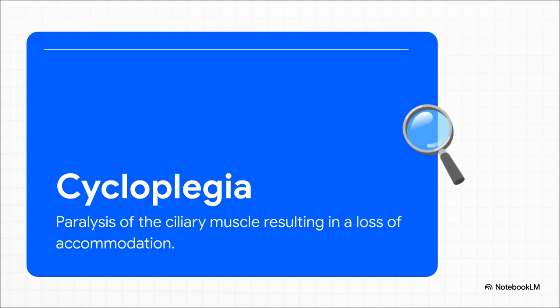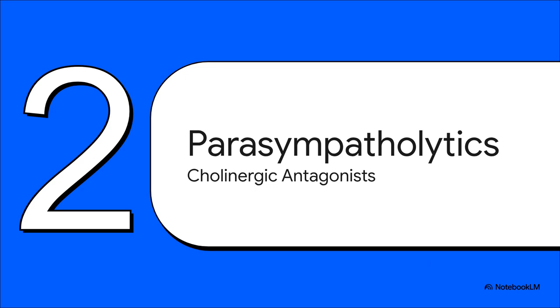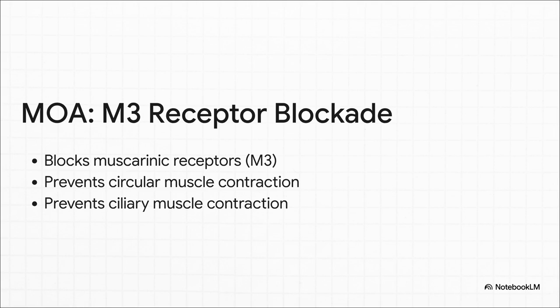Moving right along to part 2, the parasympatholytics, also known as cholinergic antagonists. Now that we've got the physiology down, let's look at how we actually chemically hack these pathways. The mechanism of action here is super straightforward. These drugs are blockers. Specifically, they block the muscarinic M3 receptors.